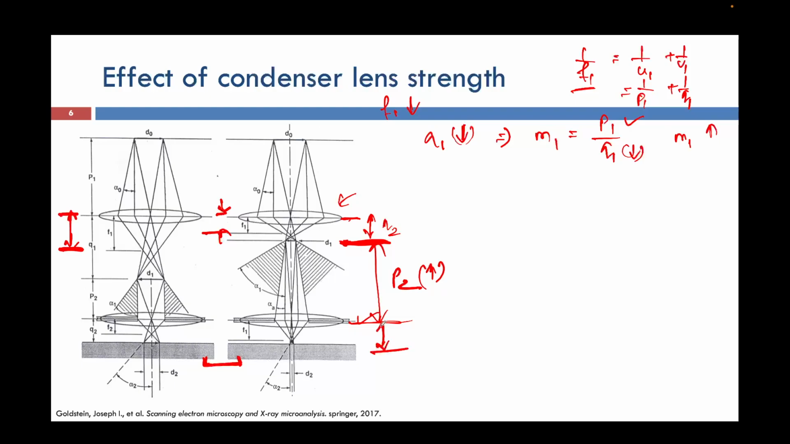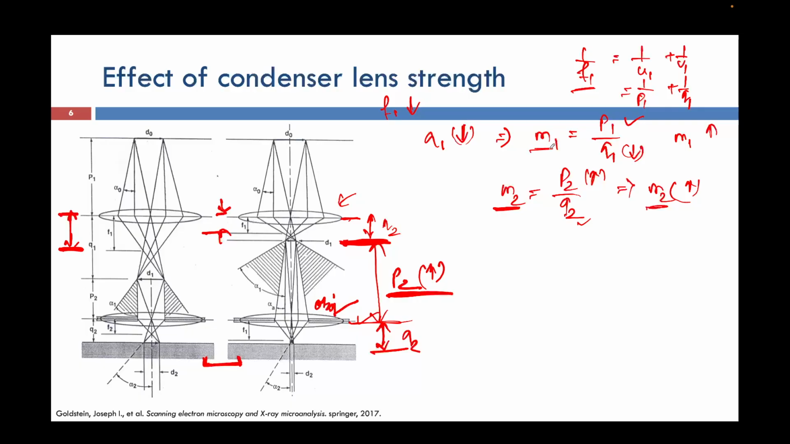Even if I keep my Q2 value constant, since my P2 value, that means the distance from the objective lens to the intermediate image plane, which is called the object distance for the objective lens, increases, my M2 value will also increase. Even if this is remaining constant, P2 increasing means my M2 value also increases. And since this M2 value is increasing, the demagnification is increasing.